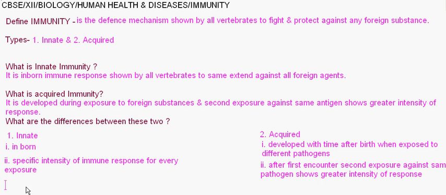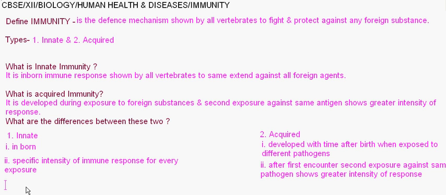Now third point, innate immunity is also called the first line of defense. When the first line of defense fails, then acquired immunity can protect us against foreign substances. Now coming to the detail.